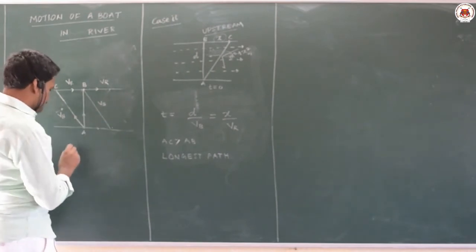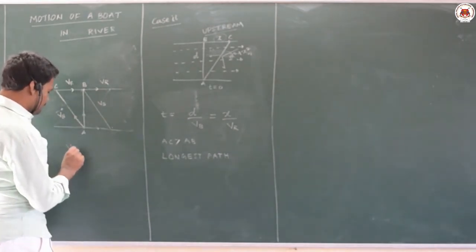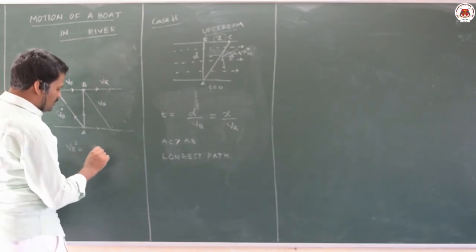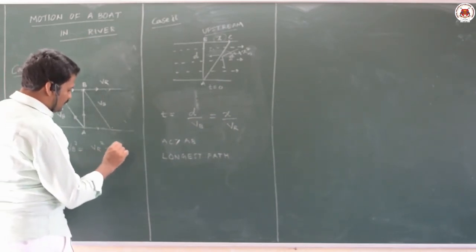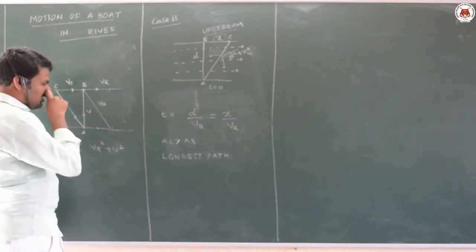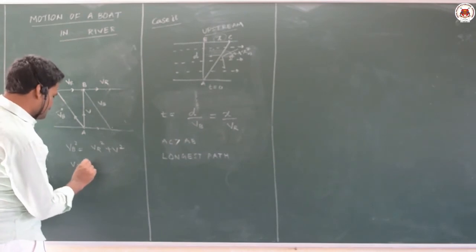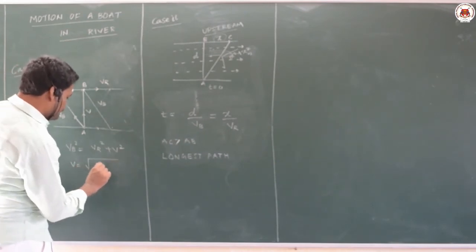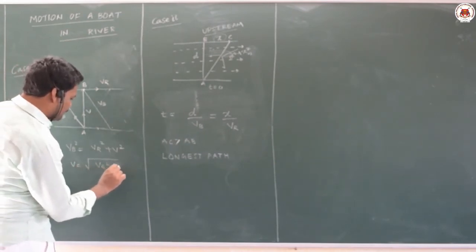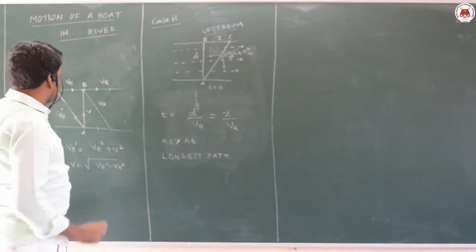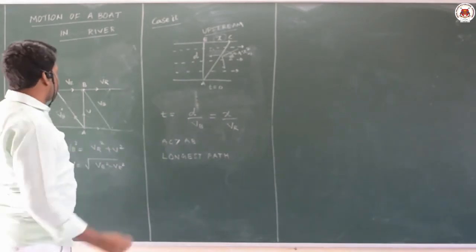By using Pythagoras theorem, VB square, the hypotenuse square, is equal to VR square plus V square. This I will take as V. This is the resultant velocity. So what is the resultant velocity in this case? Root of VB square minus VR square. This is the resultant velocity. Understood? Now again you see the diagram.